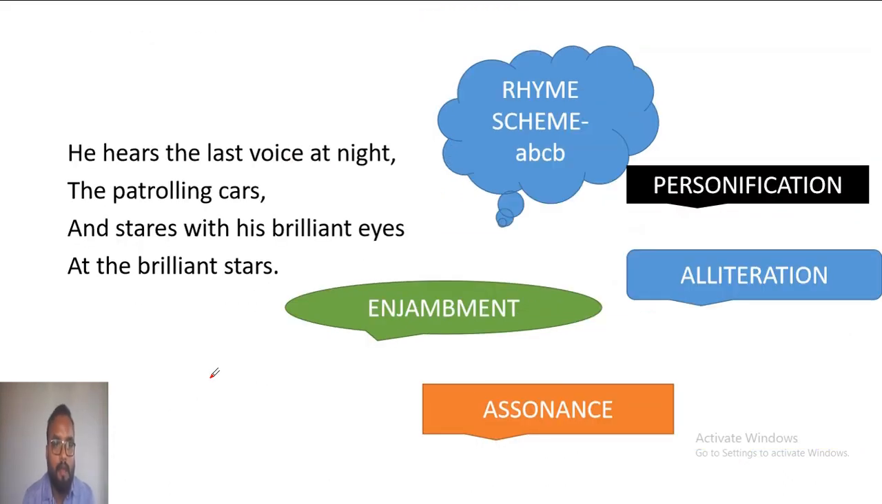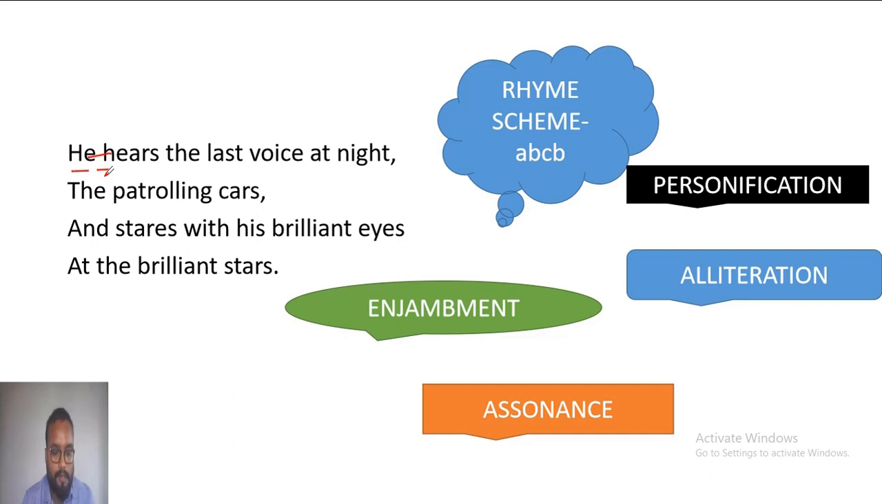In the last paragraph, again in the starting he is used. He again is used for the tiger. He stands for the tiger, therefore it is personification. And you can see that he hears. The H sound is prominent in these two words, he and hears. The H sound is prominent, therefore again it is alliteration.